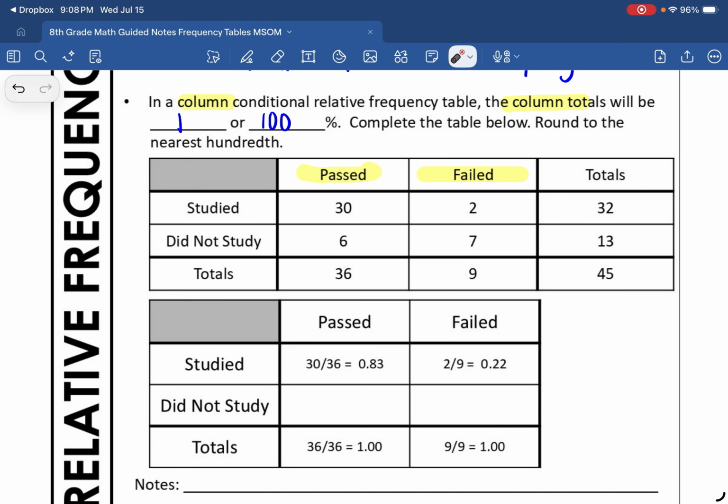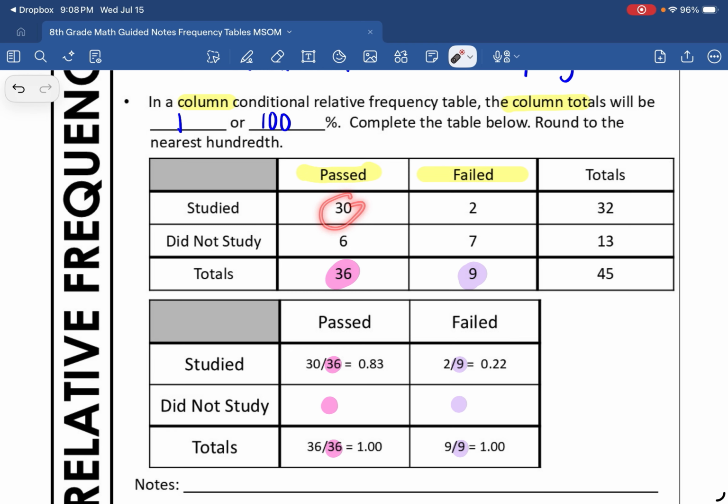Here is my frequency table. Now my column conditional relative frequency table. I'm going to have my columns be the whole. Here, my whole is 36. So in this column, they're all going to be out of 36. Here, my whole is 9. So these are all going to be out of 9. So this one's done for us.